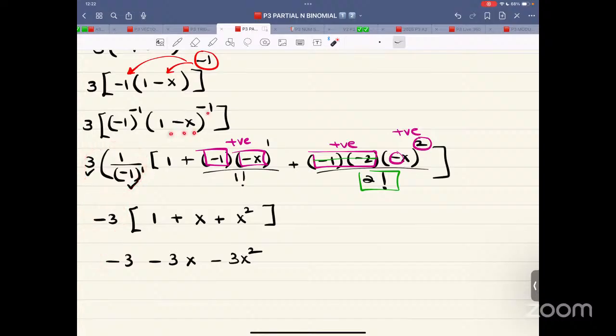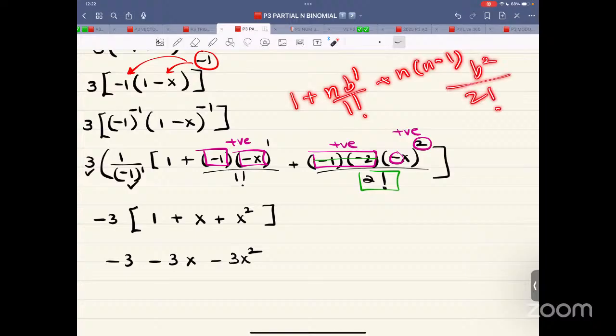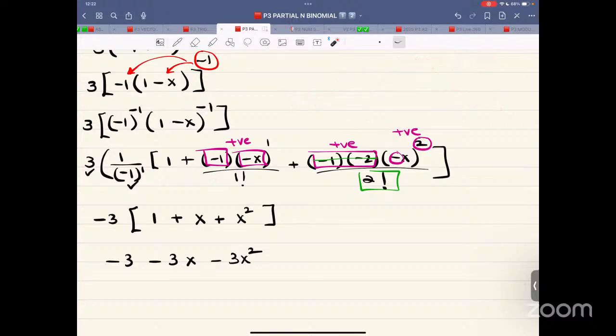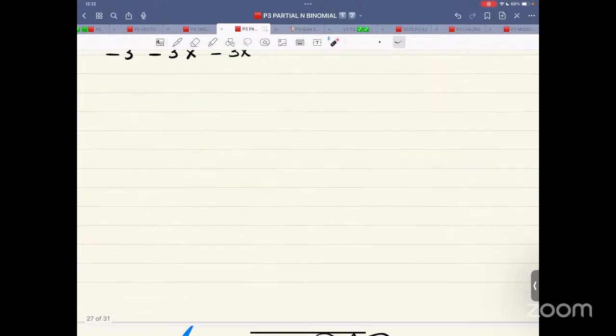For (1 minus x) raised to power of negative 1, the binomial formula is 1 plus n b to the power 1 over 1 factorial, plus n(n minus 1) b raised to power of 2 over 2 factorial. That is what I've applied. Take care of the positive and negative signs, and take care of the division. You get these three terms, multiply with negative 3, and you get this thing over here.